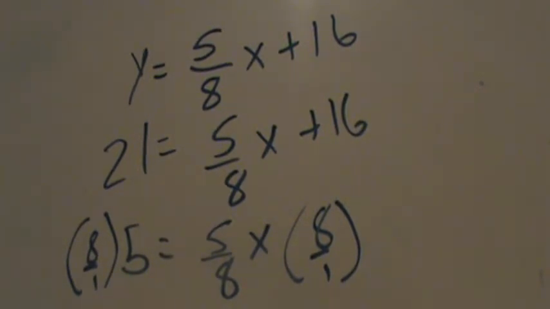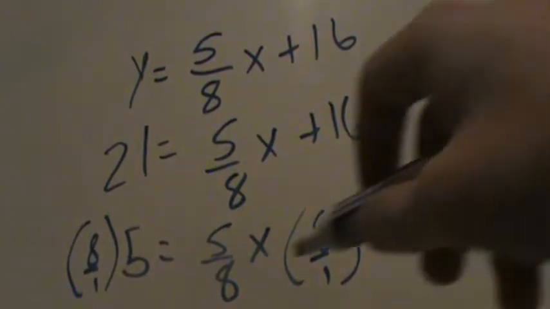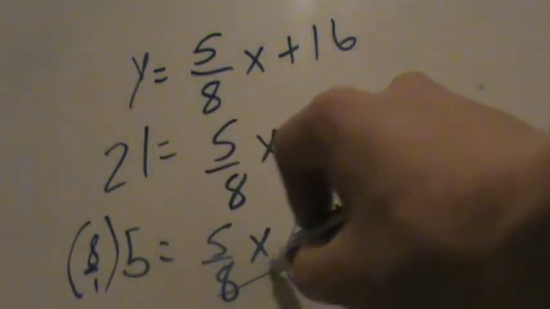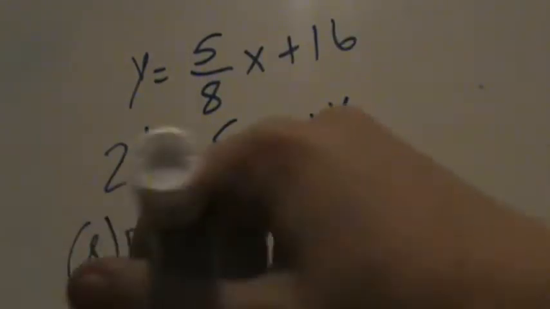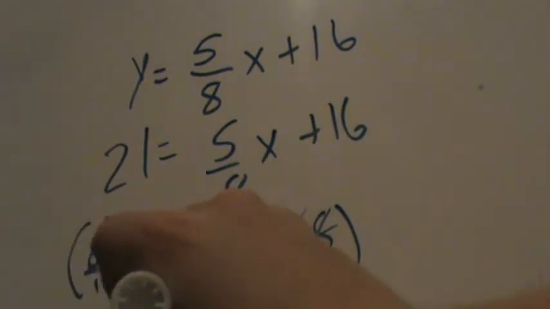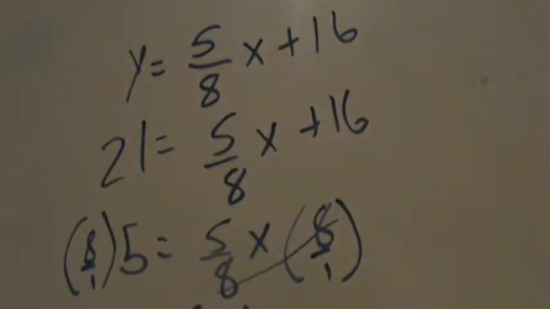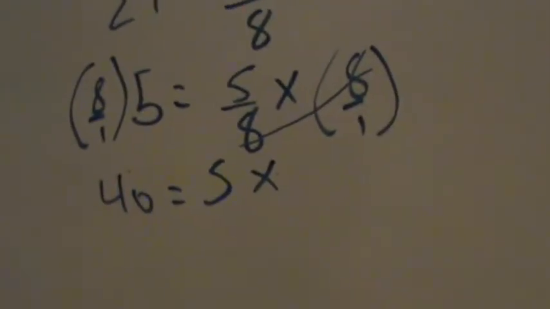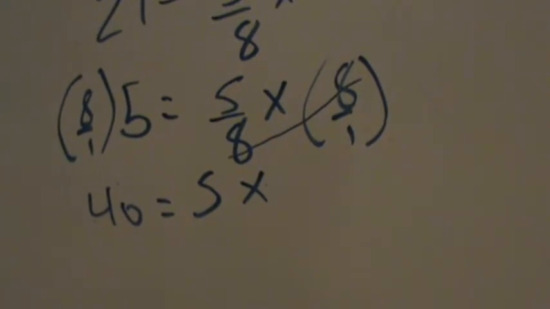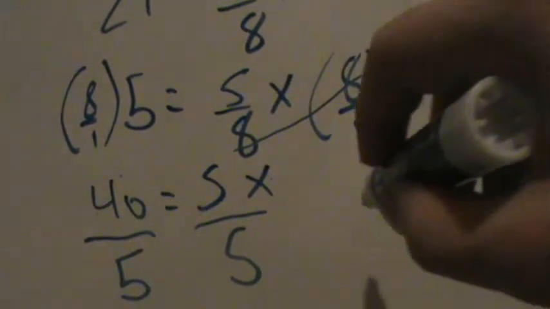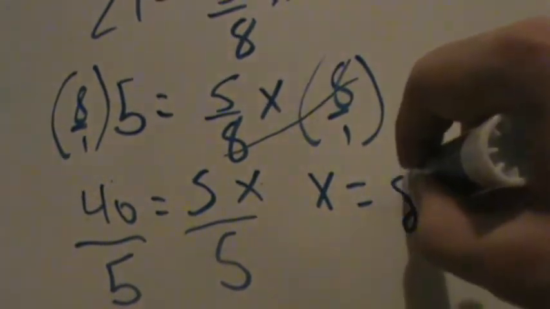What will we gain from this? Well, because you have this guy and this guy, these cancel. So now you have just a number and not a fraction anymore. And over here you'll get another number, so you know that 40 equals 5x. That gives us two numbers that are not fractions, and we can just divide both sides by 5. We know that 5 divided by 5 is 1, and 40 divided by 5 is 8. So we know that x equals 8.